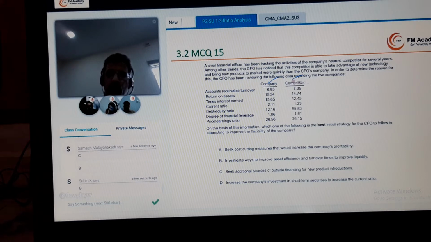You don't have to really look at the ratios now, because each ratio has got so much analysis behind it. So you just don't look at that ratio now, but instead read this scenario. There may be some very pertinent information given there.